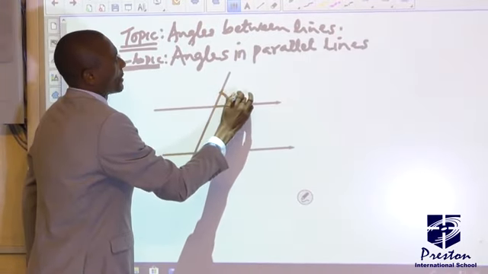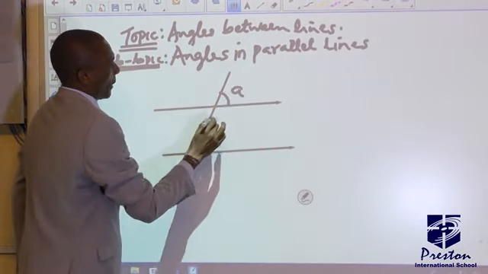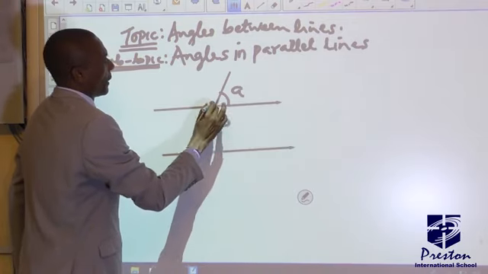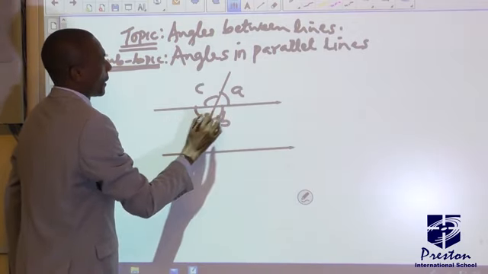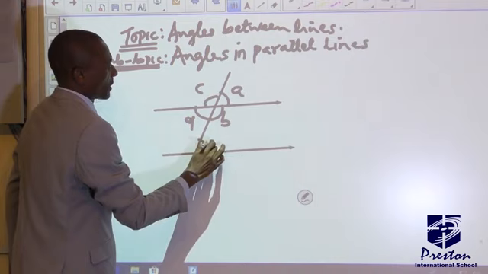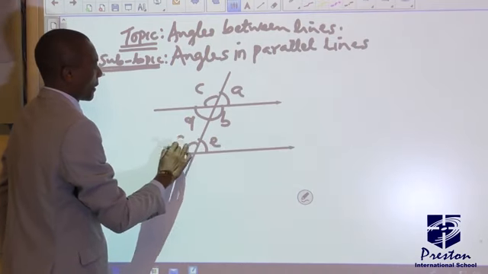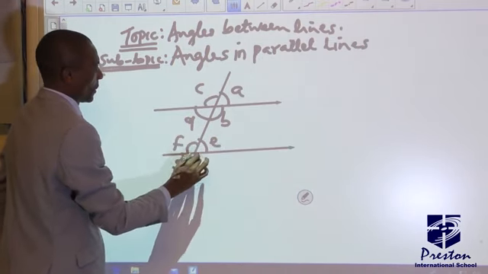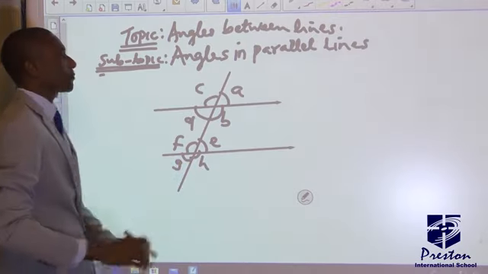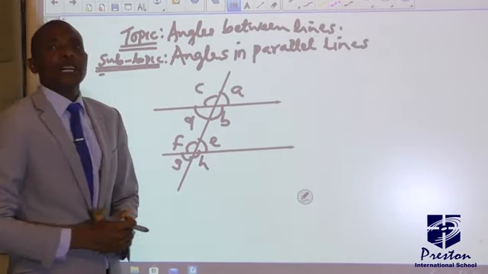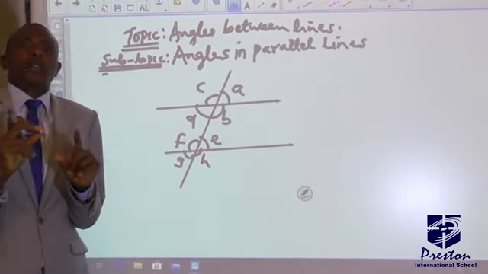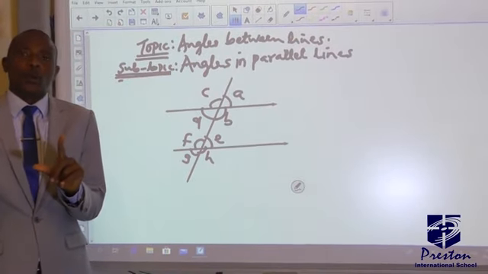Here, let's assume this is A. Here, let's call it B. Here, C. Here, D. Come to this place. I have E, F, G, and H. Now let's take vertically opposite angles. Take note that vertically opposite angles are always equal.